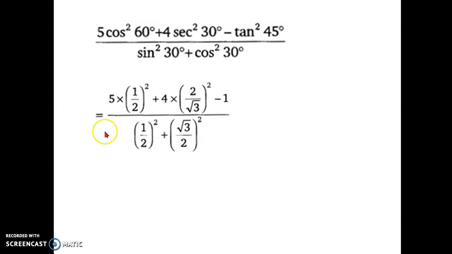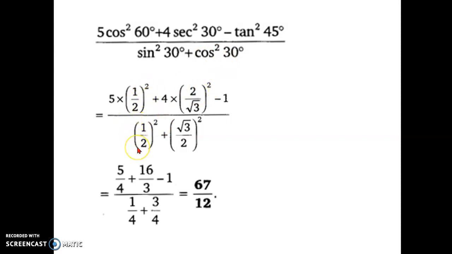So 5 into 1 by 2 square, because it is cos square. Cos 60 is 1 by 2, so you have to do squaring for that value. Similarly for secant, tan, everything you have to do the squaring. So the first step is to do the squaring. Okay, so you will get like this.